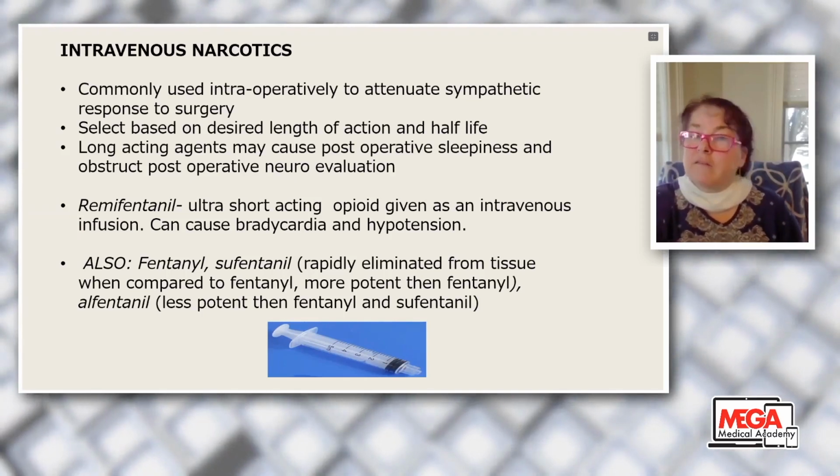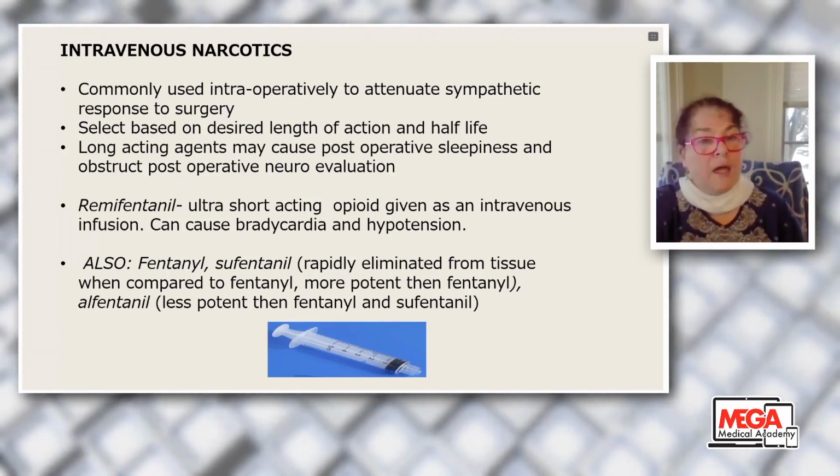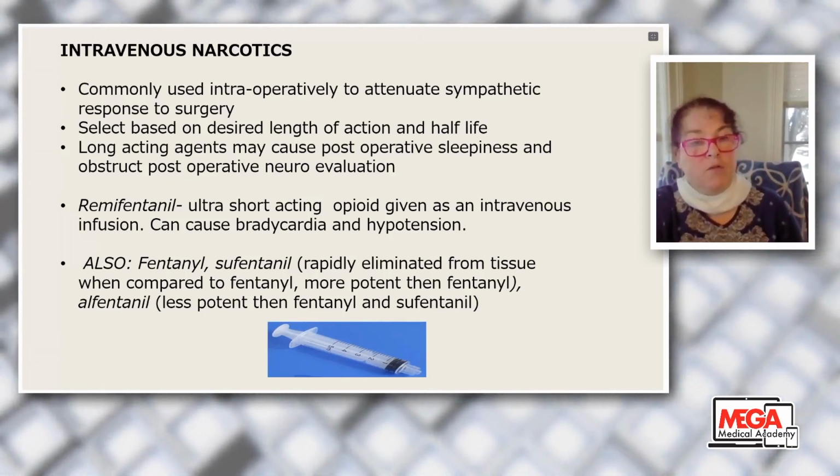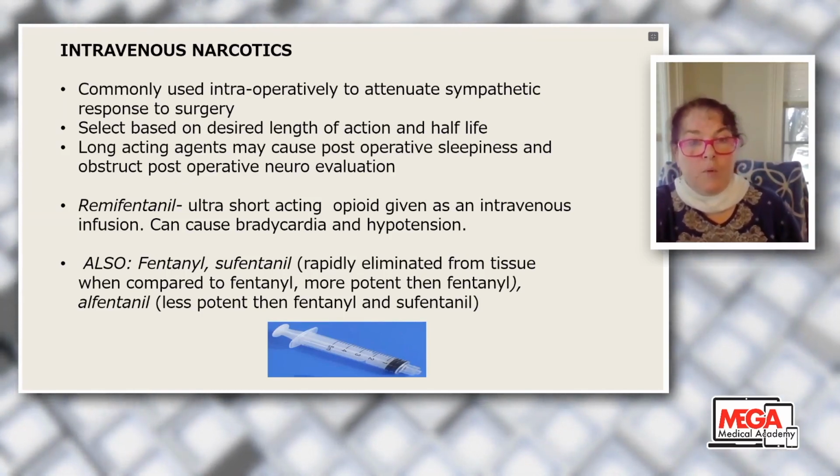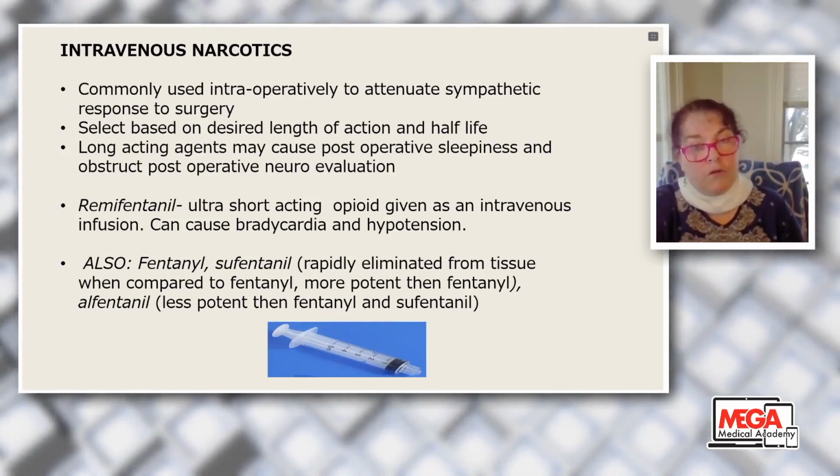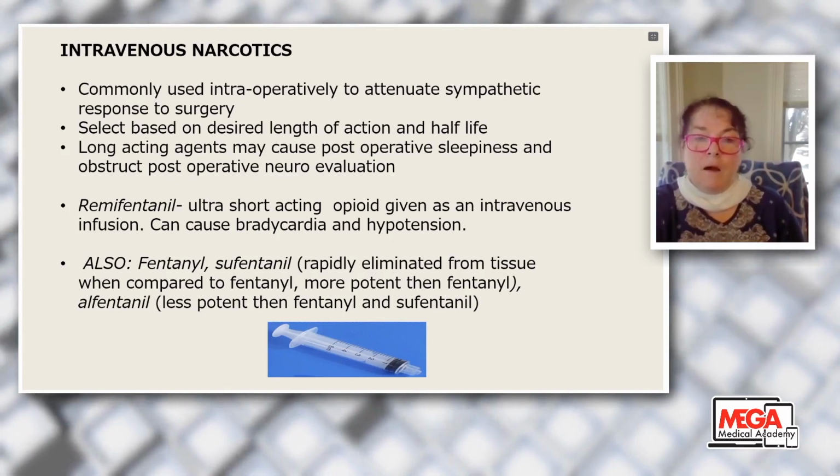They may have excessive sleepiness and you don't know if it's from what you gave or if there's a problem with their brain. So it's always something to remember when you decide on what narcotics you're going to use during surgery and/or after surgery.